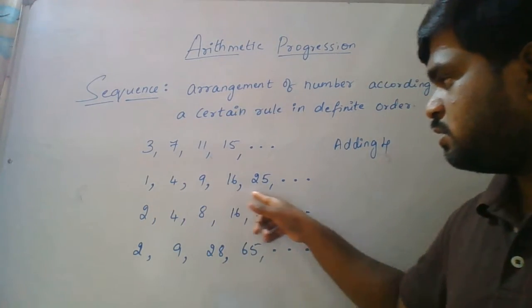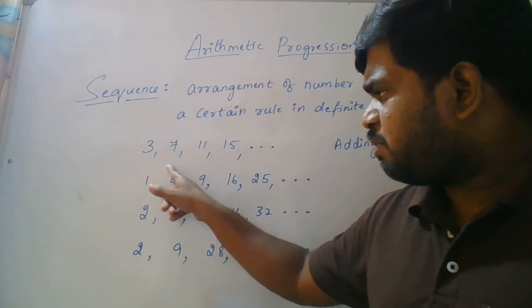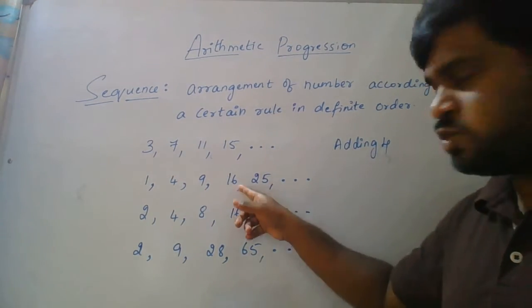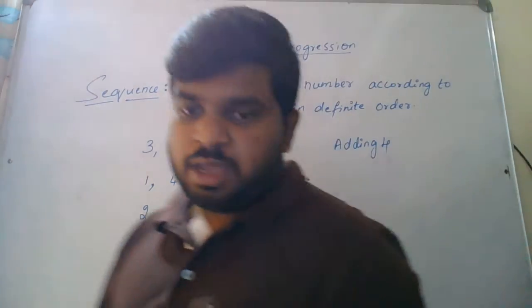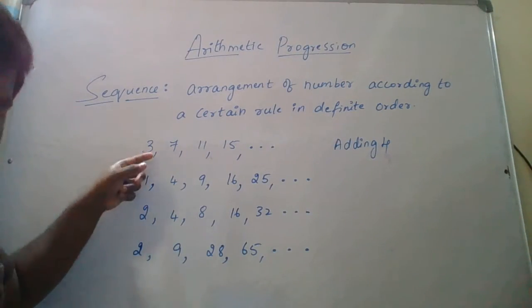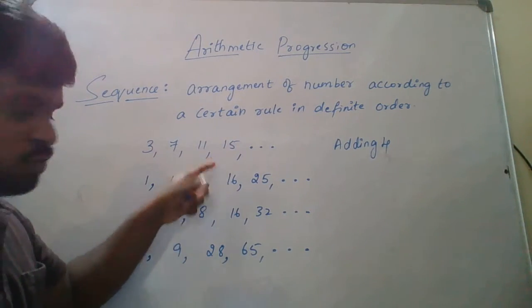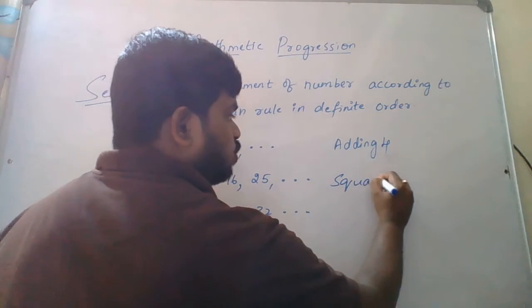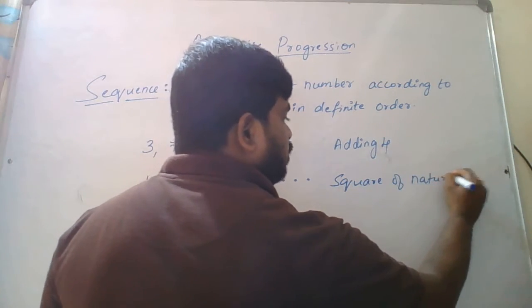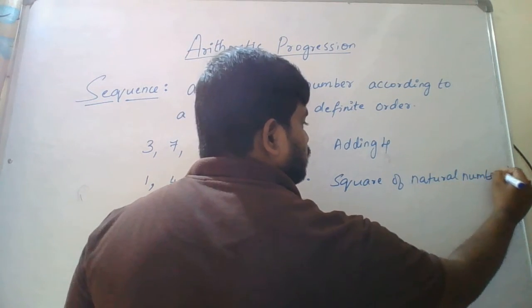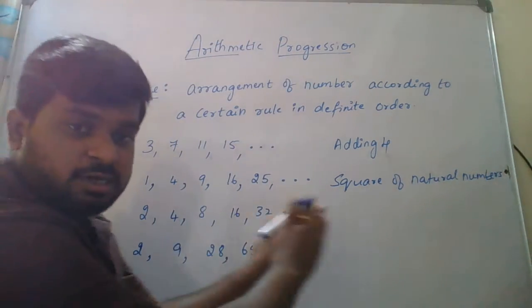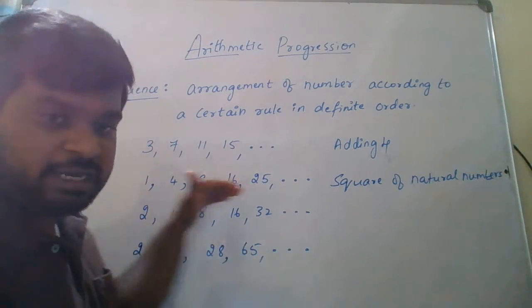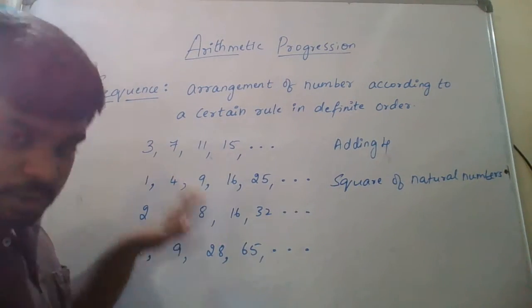Now let's look at 1, 4, 9. Well, I've added it, 1 plus 3 is 4, okay, but 4 plus 3 is 7, but I've got 9. So I'm not using this rule here. There must be some other rule over here. If you observe carefully, it is 1 square, 2 square, 3 square, 4 square, 5 square, square of natural numbers. That is the rule. And I've done it in a certain order. I have not written it however I wish. I have written it in increasing order. 1 square, then 2 square, then 3 square.